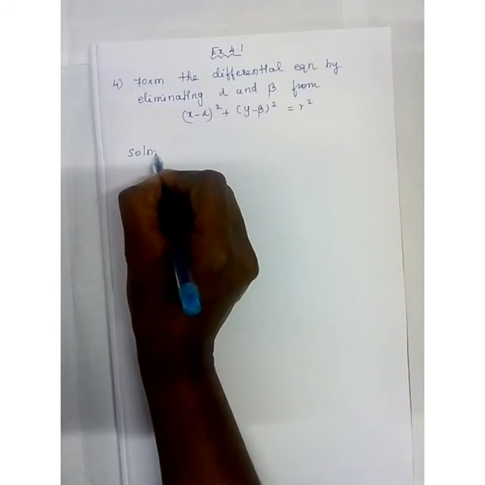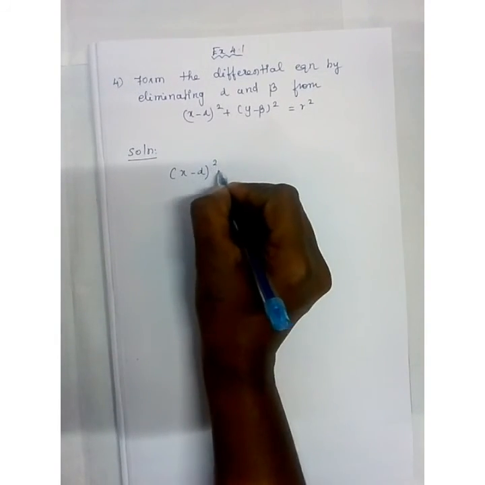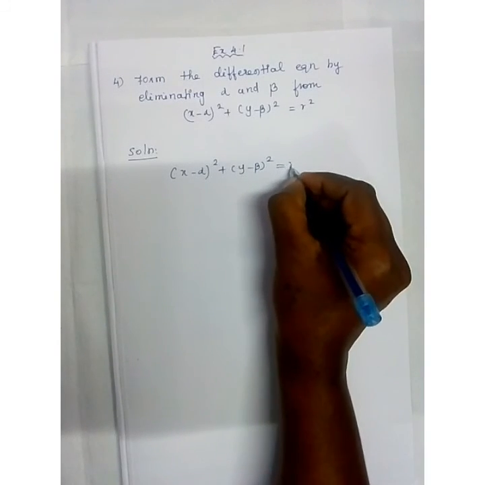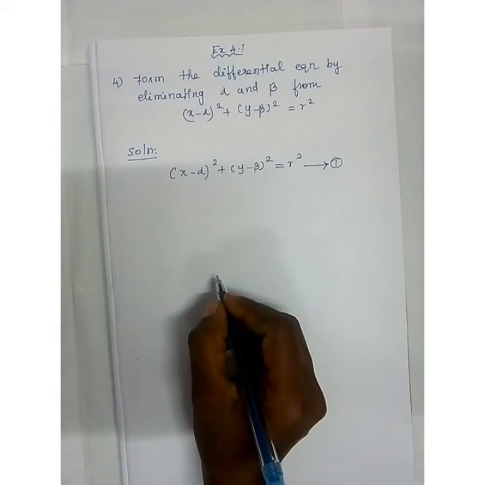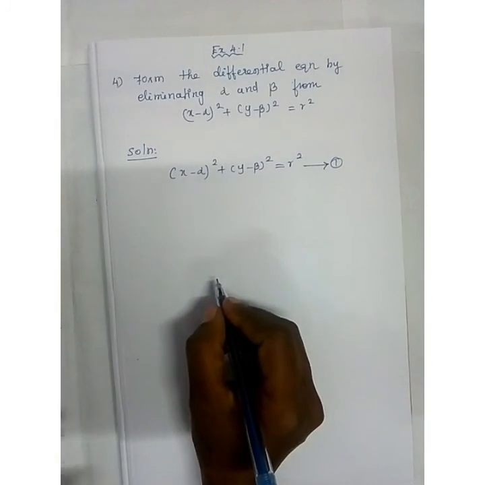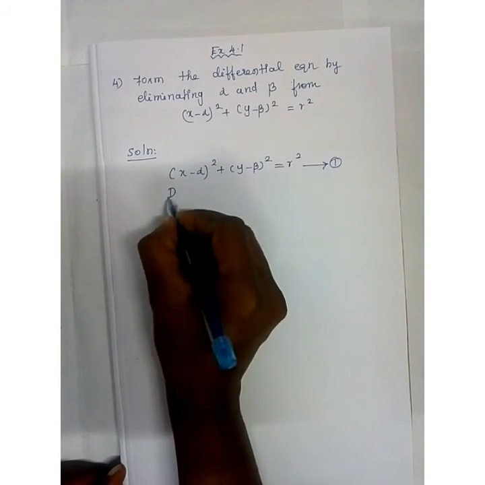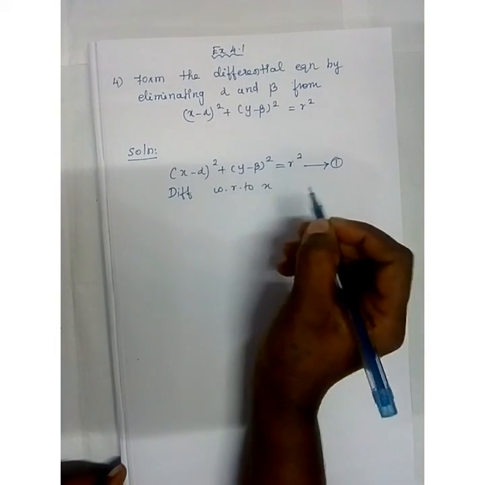First, we have to write the given equation: (x minus alpha) the whole square plus (y minus beta) the whole square equal to r square. Keep it as equation number 1. Now I am going to differentiate equation 1 with respect to x.